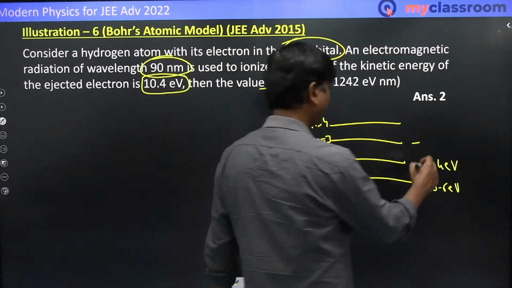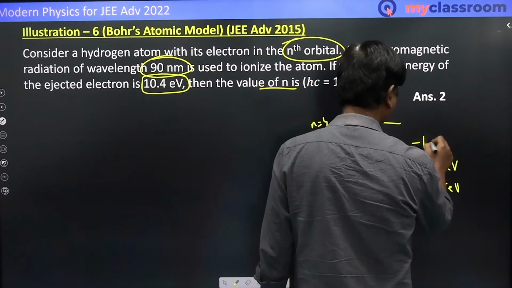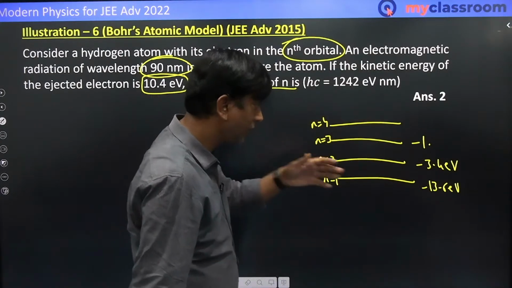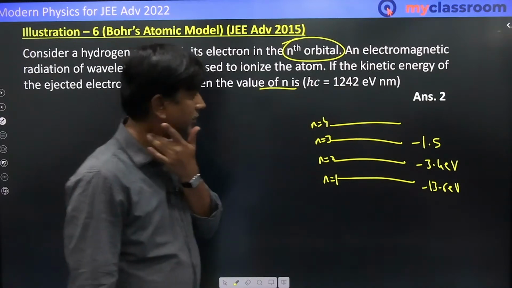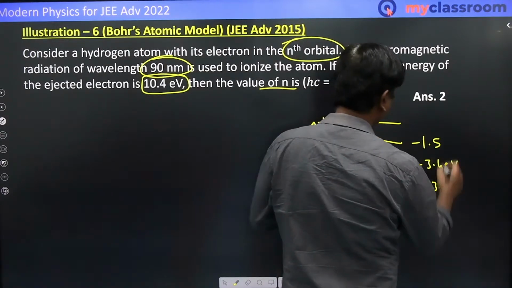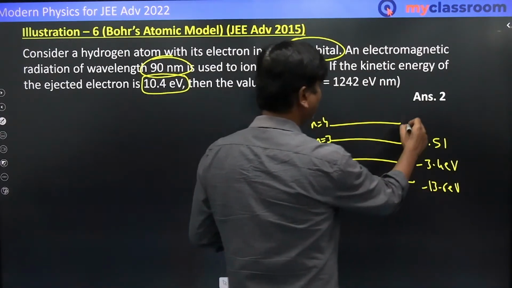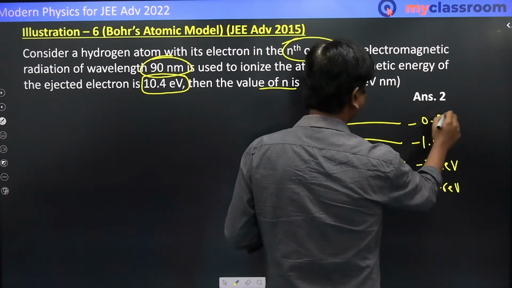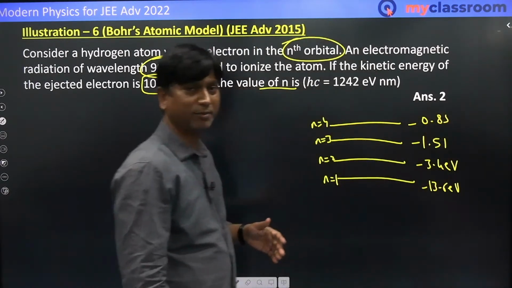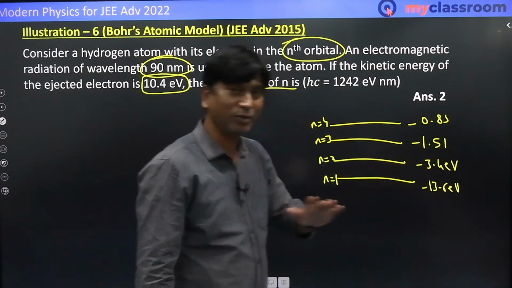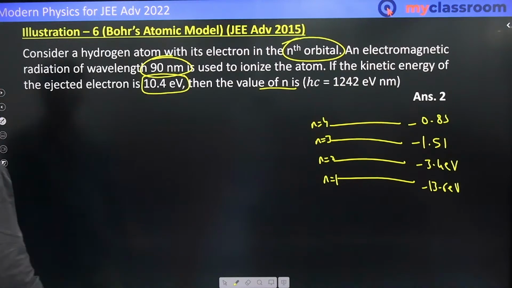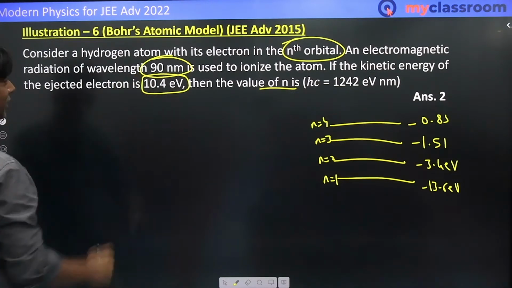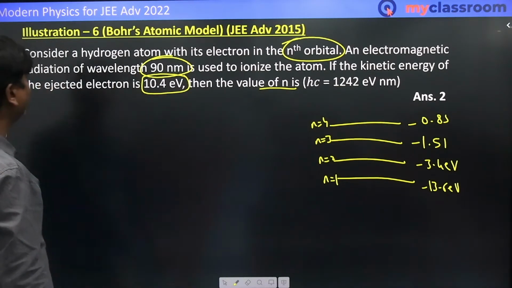Okay. So roughly, something like minus 1.5 for the third, and for the fourth something like minus 0.85. Okay, no problem. Roughly, you should mainly know the first and second properly, right? Next, first we'll try to calculate: the radiation is having 90 nanometers wavelength. In that, how much energy is contained?